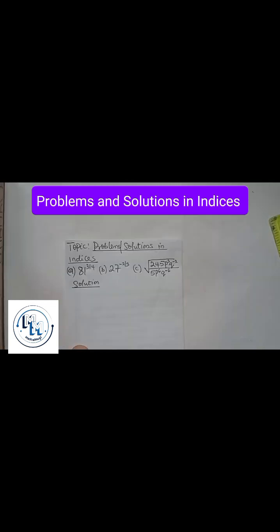All right, let's look at certain problems, their solutions in indices. Let's look at these three examples. A says 81 raised to the power 3 over 4. B says 27 raised to the power 2 minus 3, minus 2 over 3.